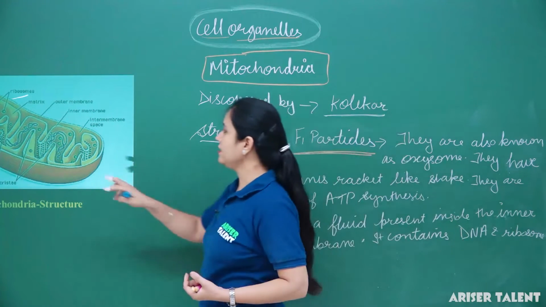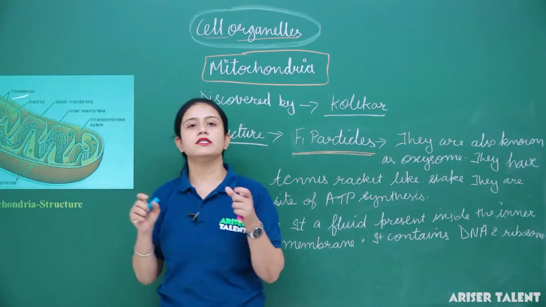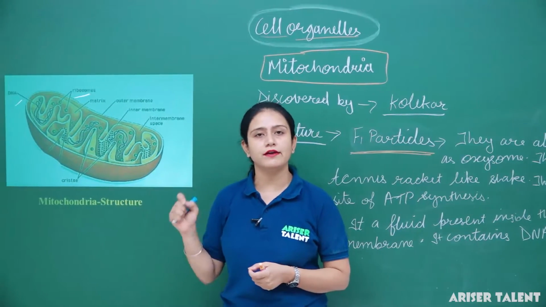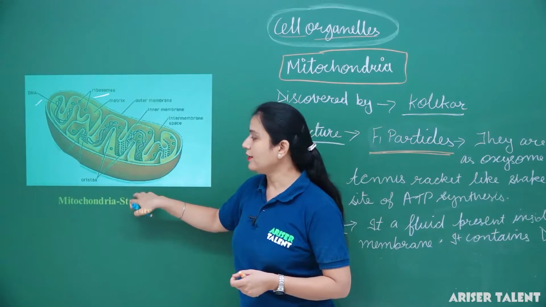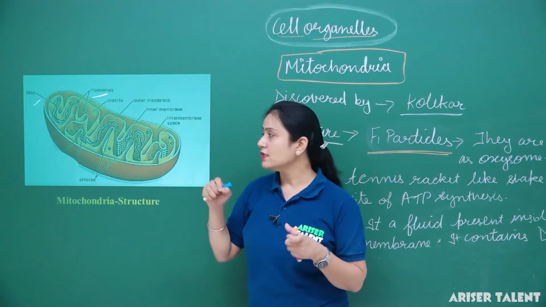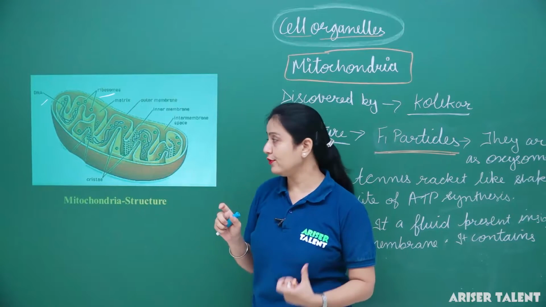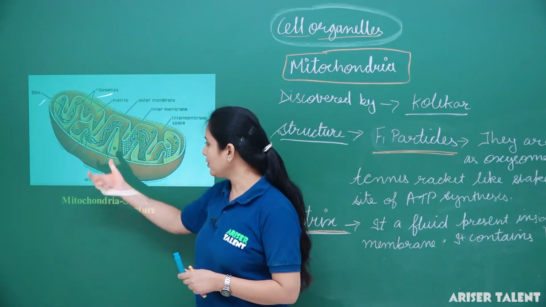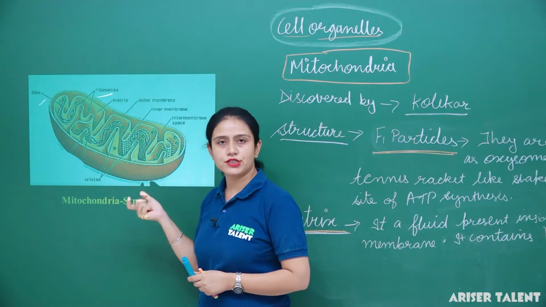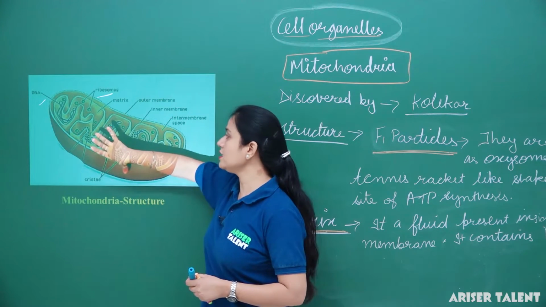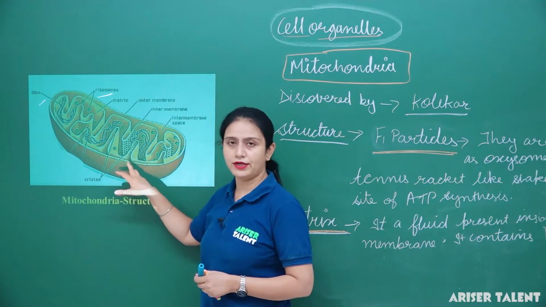Generally it contains DNA and ribosome, and just because of the presence of DNA and ribosome, mitochondria is also known as semi-autonomous, because DNA and ribosome can synthesize their own protein and enzymes. As I told you, cristae are the finger-like projections, so they increase the surface area of mitochondria.